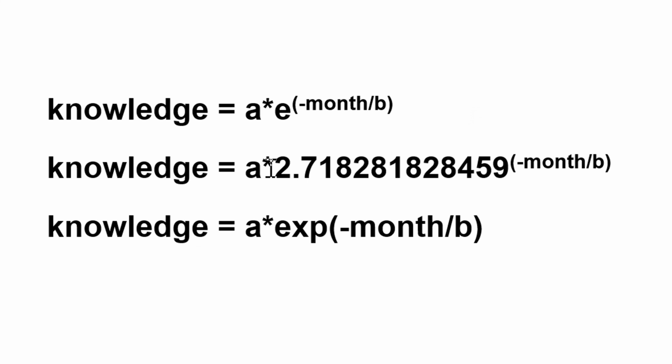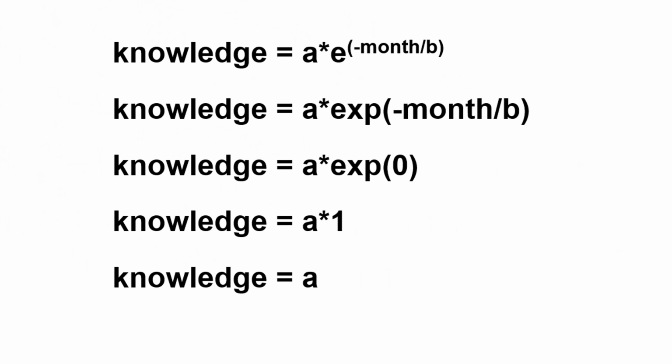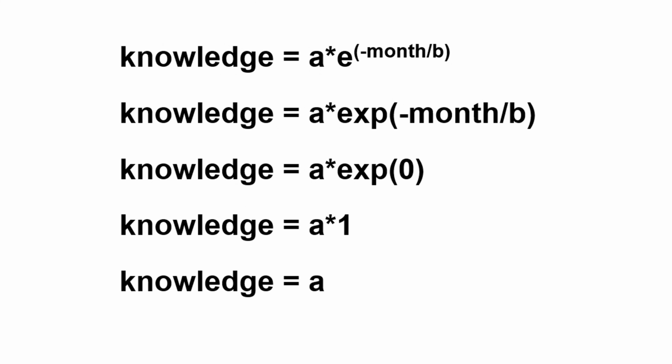So I can rewrite the equation substituting in the value of E here. Another way of writing this is using exponent notation as follows, right here, where exp means take the exponent of. Now the Ebbinghaus formulation takes advantage of an interesting mathematical property about logs and exponents. It turns out that the exponent of the number 0 will always equal 1.